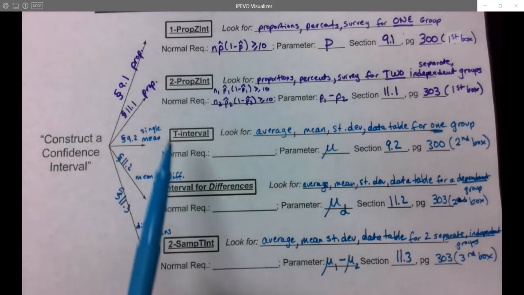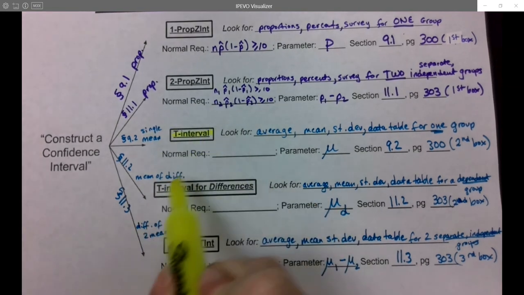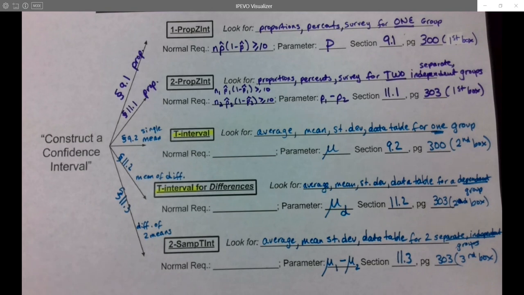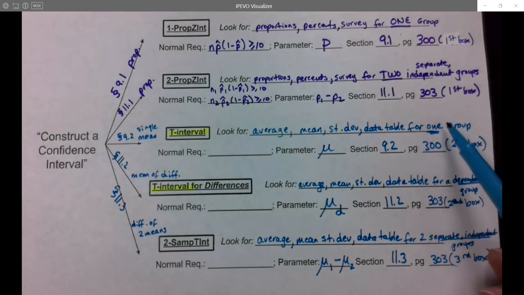Right. Now you'll notice the calculator entry for these two is actually the same. T interval and T interval for differences is the same calculator step. It's T interval. It's just a question of, are you talking about one group or are we talking about a dependent group where you found differences, right? So did you find the differences for them or not? So they actually have the same calculator entry.